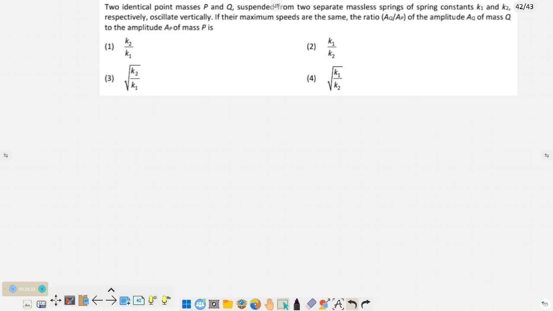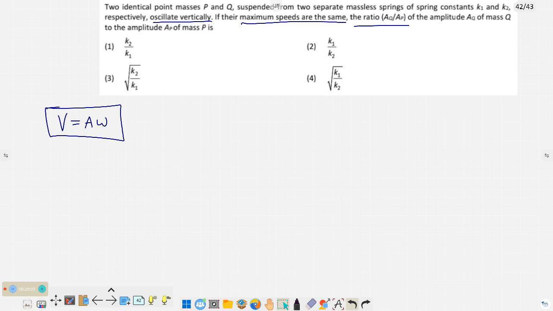This question is related to a spring mass system. 2 identical point masses are given, that is P and Q, whose spring constants are K1 and K2 respectively, oscillating vertically. If their maximum speeds are the same, what is the ratio of AQ by AP? You know that the maximum speed of any oscillating particle or spring system is A omega, where A is called the amplitude and omega is called the angular frequency. A is the amplitude of Q by that of P, they are asking.